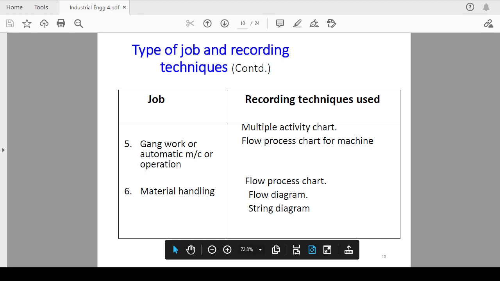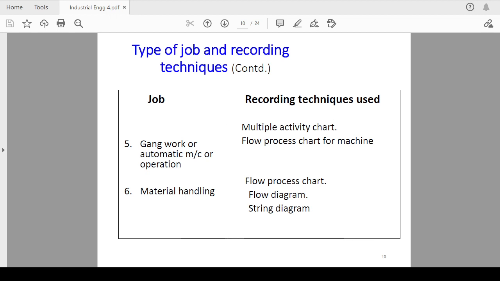In the next session we will try to cover these charts, how you can develop and prepare those charts. So we'll come up with the next session soon.